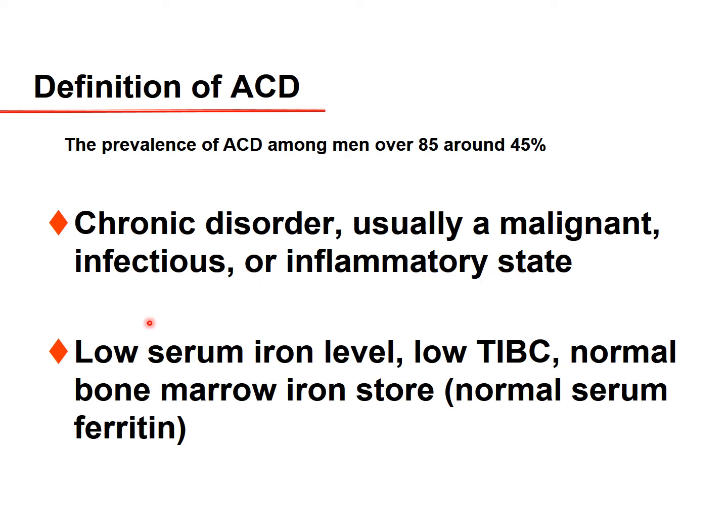Now what will happen? The patient will have a low serum iron level, low total iron binding capacity of the serum. However, they do have normal bone marrow iron stores, or these can even be increased. So this is why the ferritin level in these patients usually is normal.